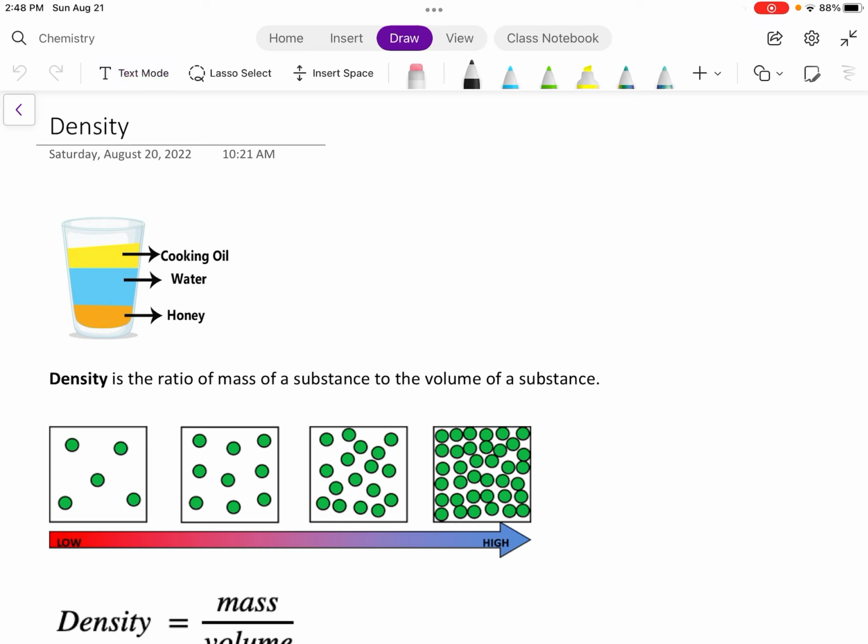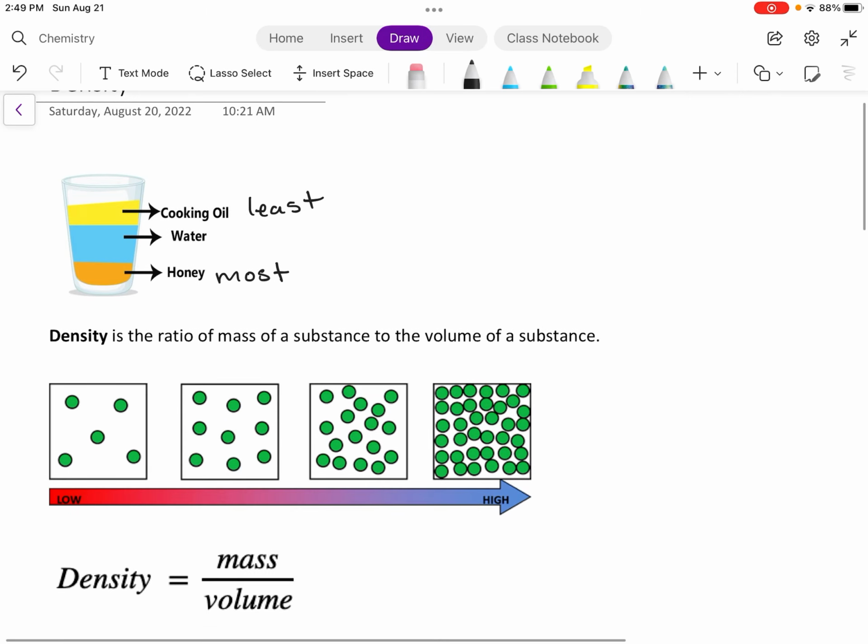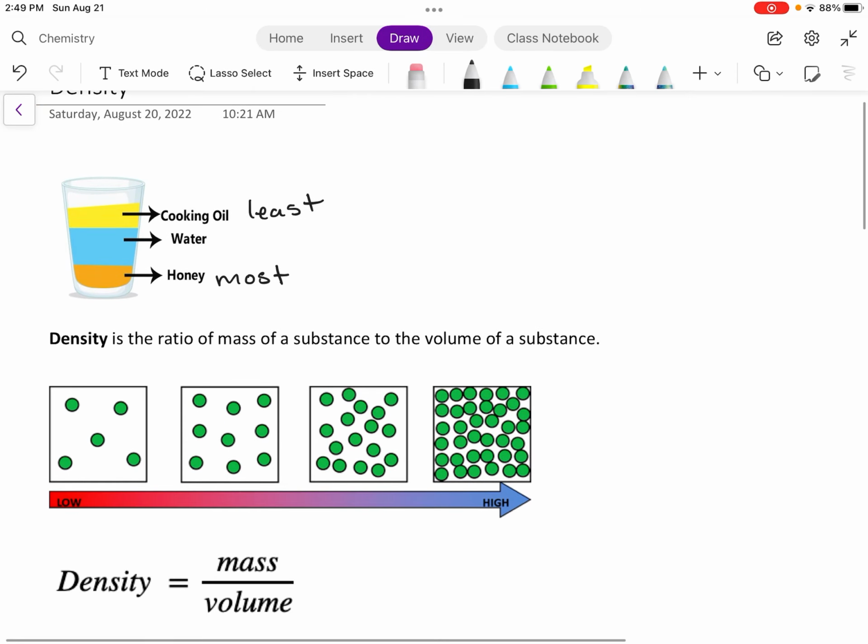And the cooking oil is going to be the least dense, and the honey is going to be the most dense. And that is because in cooking oil, the molecules or atoms are farthest apart, and in honey, the molecules or atoms are closest together. So there's less space, so it sinks. And we can see that on our next picture. But first, the density.